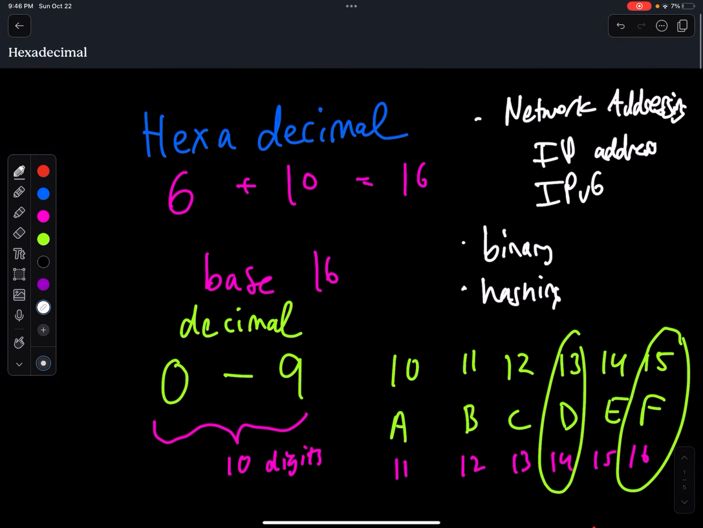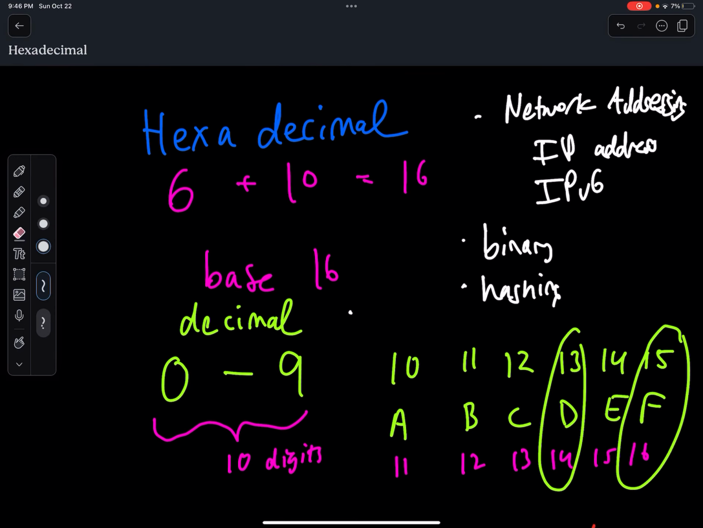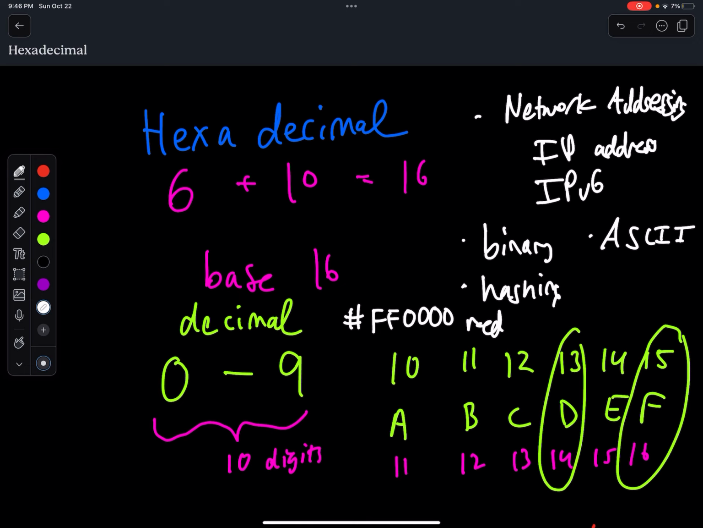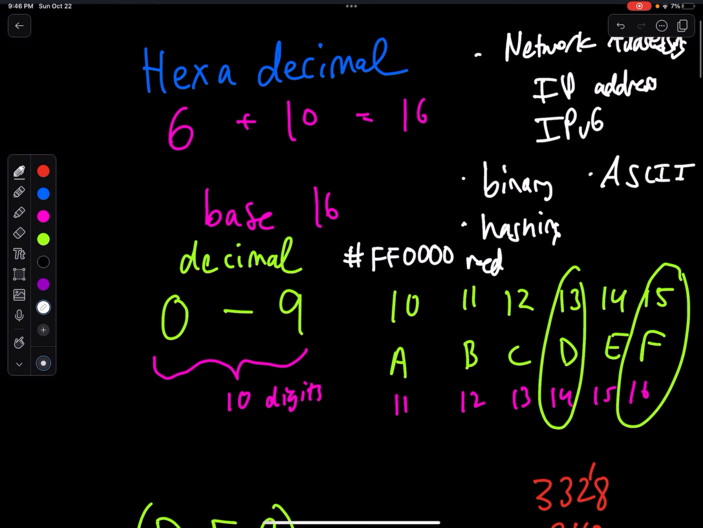You maybe have seen something like hashtag FF0000. That would be red. That's written in hex. Now it doesn't sketch you out so much. You're like, oh, those F's, those are some 15s multiplied by some power of 16. Even ASCII coding, character encoding, is hex. So it shows up a lot in computer science.